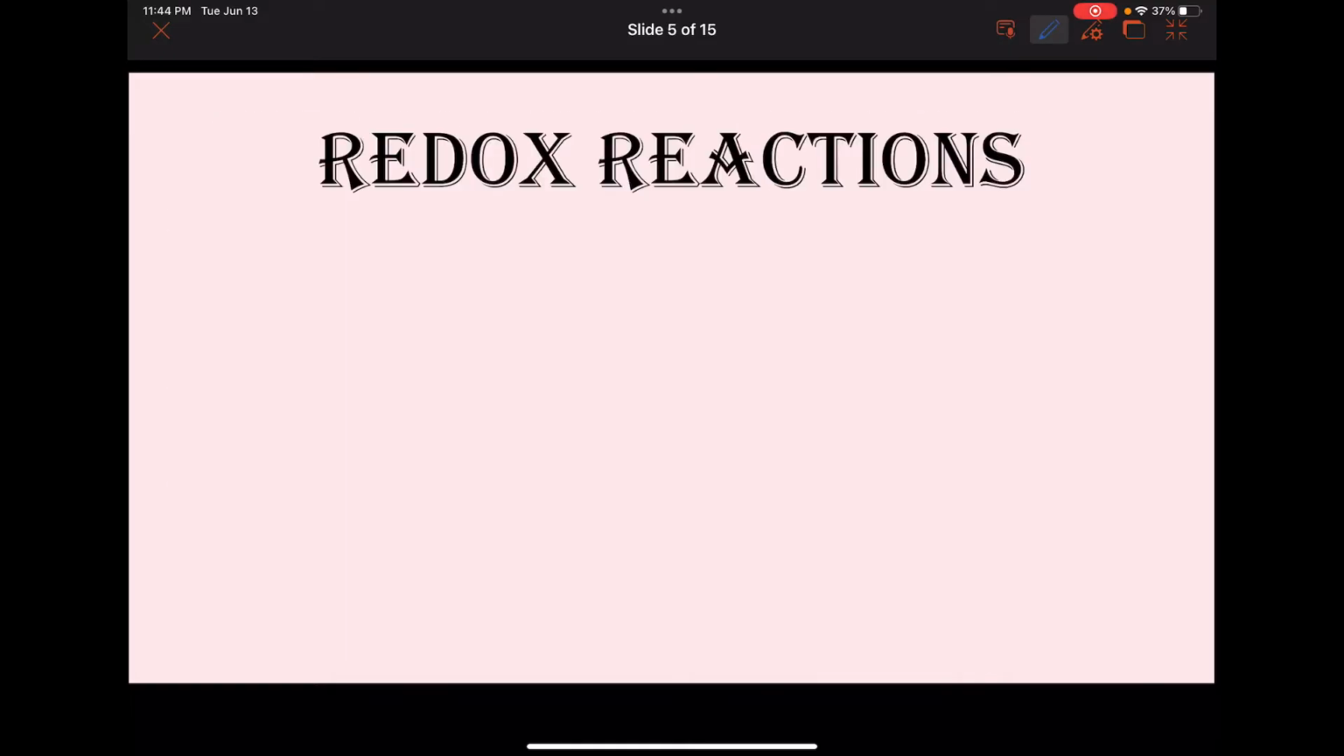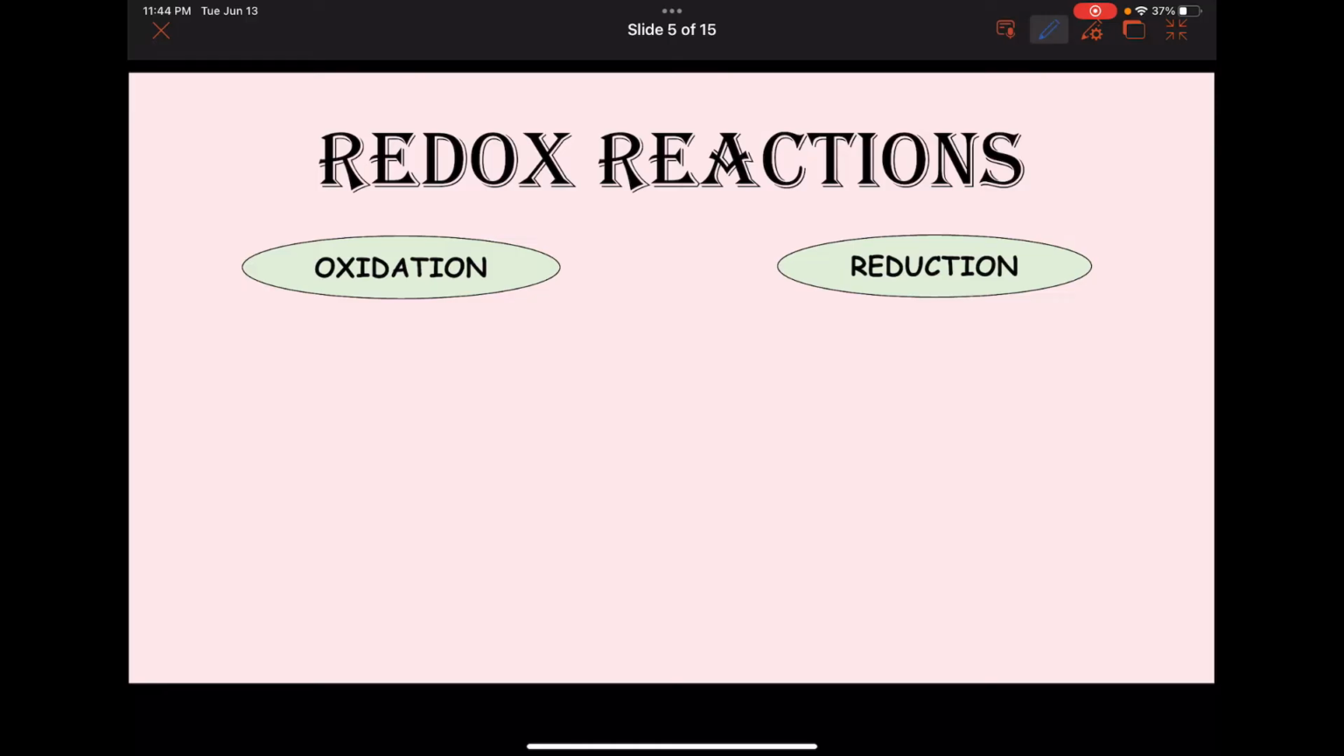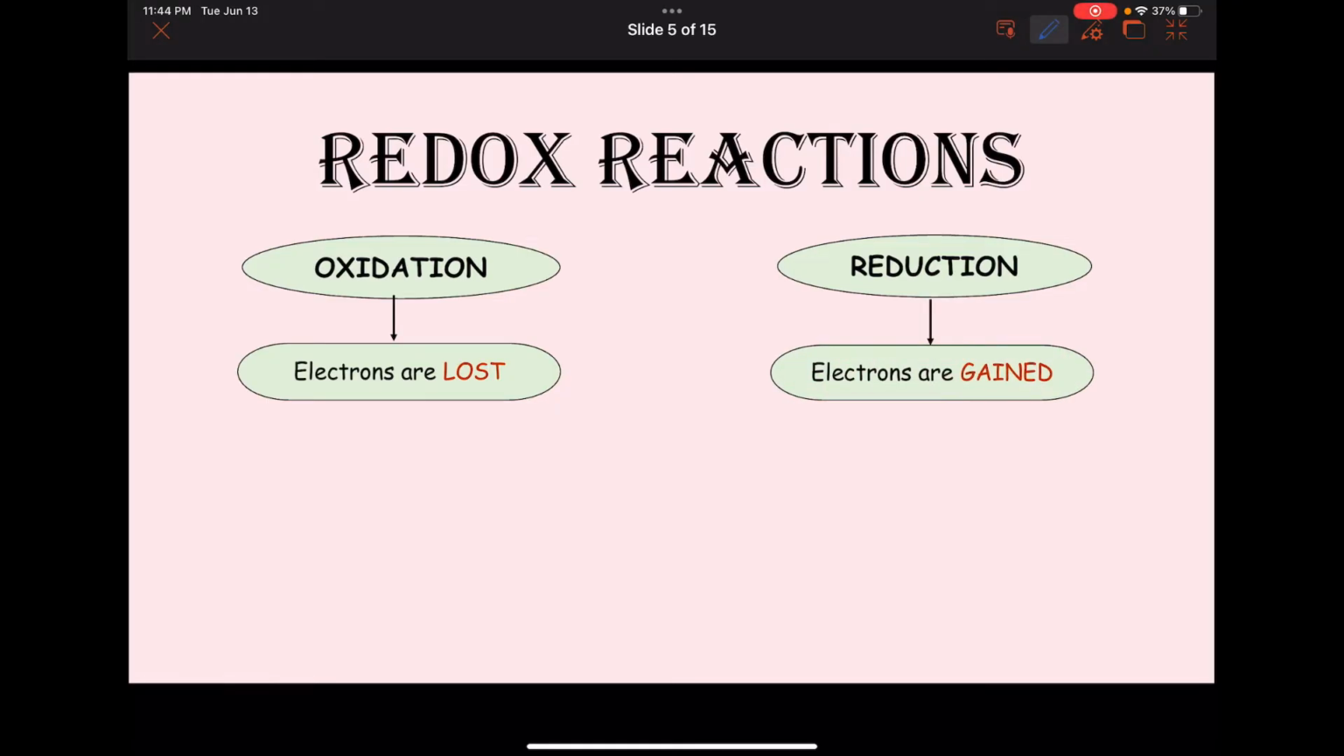Okay, so let's look at redox reactions, oxidation and reduction, in a little bit more detail. An oxidation reaction is when electrons are lost by the substance. And a reduction reaction occurs when electrons are gained. So when electrons are lost in oxidation, the charge goes up, meaning the oxidation number increases.